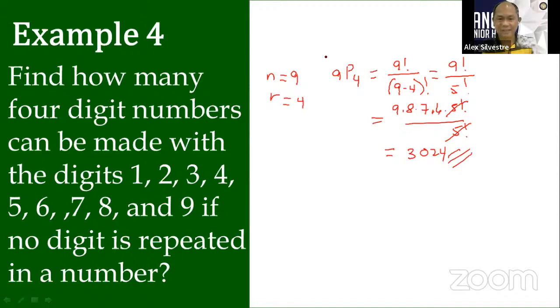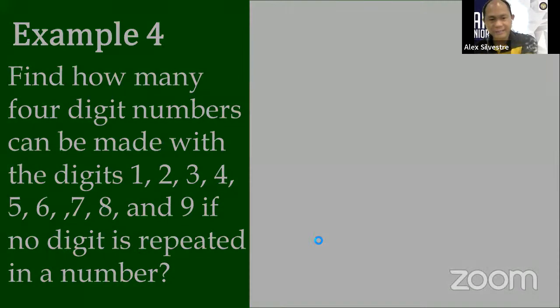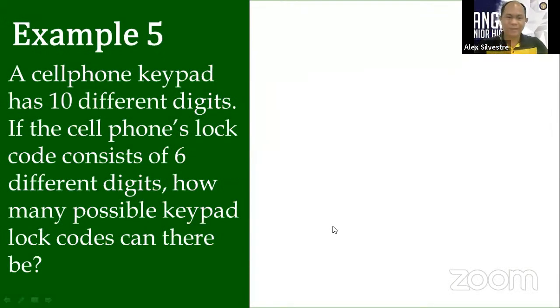Then nandun na sa kay Charis. Now, let us focus now with the next one. Let us continue. Tingnan natin, in our example, in our problem number 5. Ayan. So tingnan nyo, yun nasa problem number 5 natin.